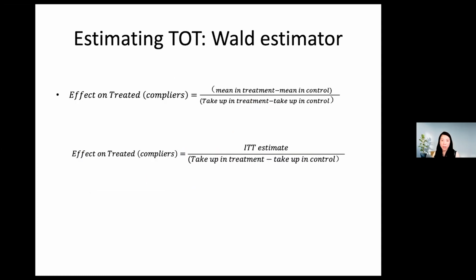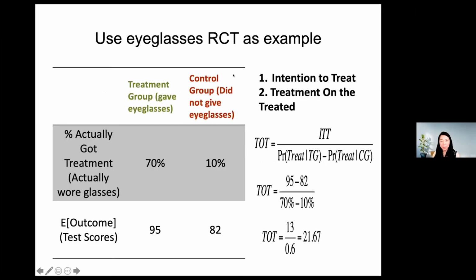Again, this estimator is also called a Wald estimator. The treatment on the treated, i.e. the impact on the compliers, is basically the ITT, the mean in the treatment group minus the mean in the control group, divided by the probability difference in the take-up rate in the two groups. So here I make it more intuitive.